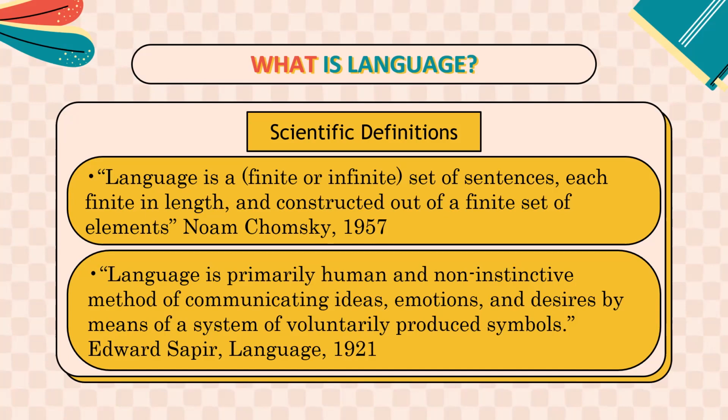Each finite in length and constructed out of a finite set of elements. So maybe here it is finite in length. Okay, محدود انه بطوله السنتنس ما بتقدر تكون طويله كثير. No, محدوده هي. Constructed of a finite set. Okay, we will be focusing on this. Constructed out of a finite set of elements. So each sentence has a finite set of elements.